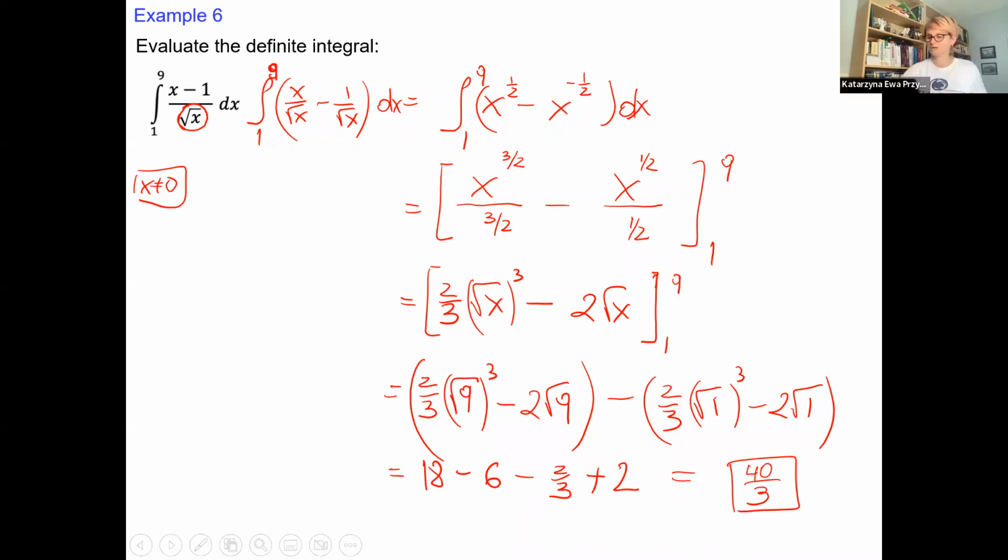12, 14. That means it will be 14 minus 2/3, which is 13 and 1/3, or 40 over 3. Perfect. Okay, but this is important.